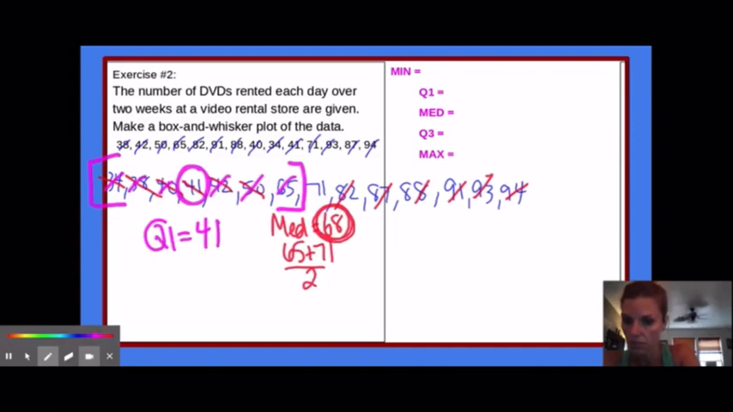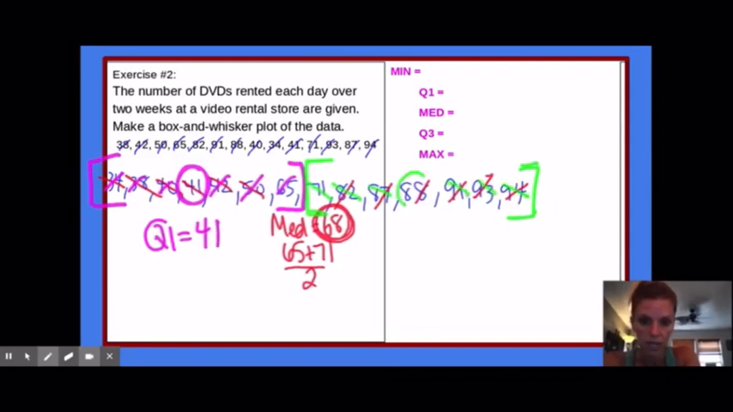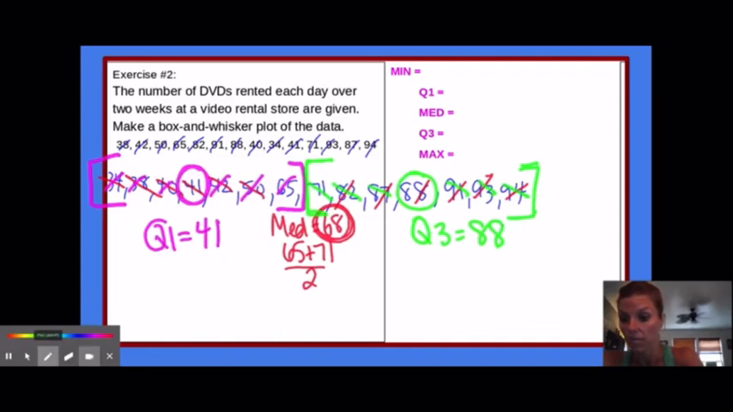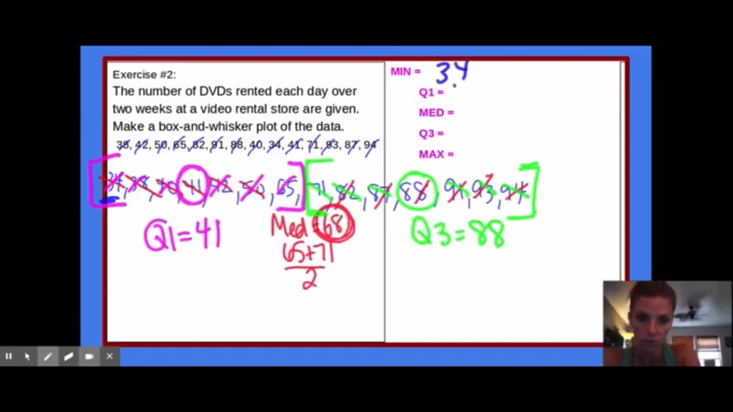And now we're going to do the same thing for the other half. So our median was 68. All the numbers above 68, well, we start at 71 and go above. Going to cancel out. 1, 2, 3. 1, 2, 3. And quartile 3 is 88. So let's label all of this above. The minimum, we didn't do the minimum yet. What's the smallest number there? So the first number we listed was a 34, so that's your minimum. Quartile 1 we found was 41. The median was 68. Quartile 3 is 88, and the highest number was 94.